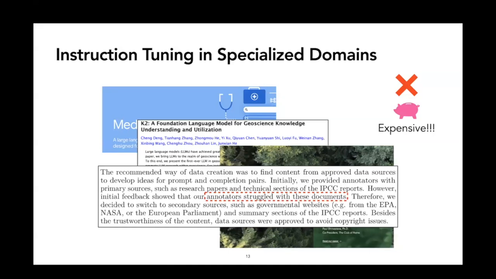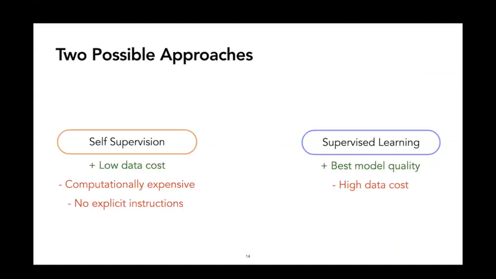But they quickly found out that these annotators, who are not experts, struggled with these documents and ended up changing the data itself, meaning they changed the data to something simpler that the annotators could annotate. So we have two possible choices, self-supervision and supervised learning. Both have their pros and cons.